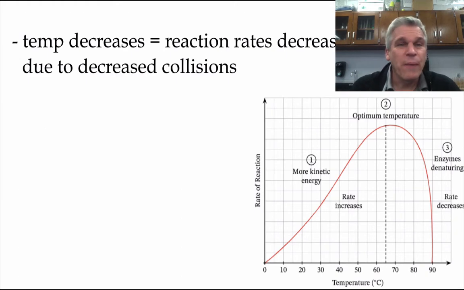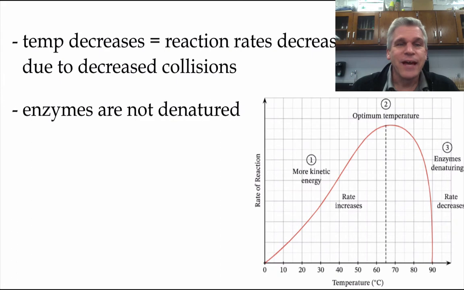Now let's say we go back in the other direction. Let's say that it gets colder. If temperature decreases, the reaction rates will decrease because there's fewer collisions. Makes sense, right? I hope so. Enzymes are not denatured, though, in the cold temperatures. So when we started out at 0 degrees Celsius, it wasn't because the enzymes were denatured. It's just because there's not a whole lot of movement in those molecules.